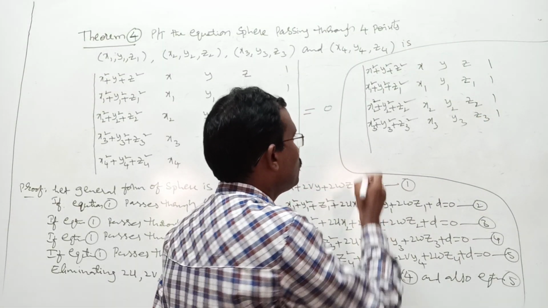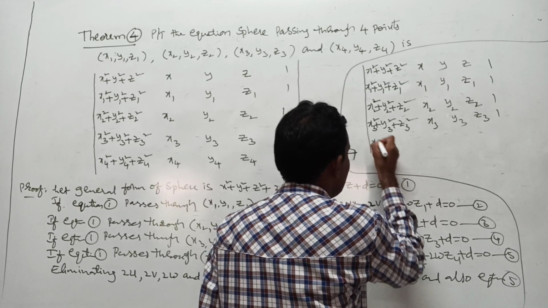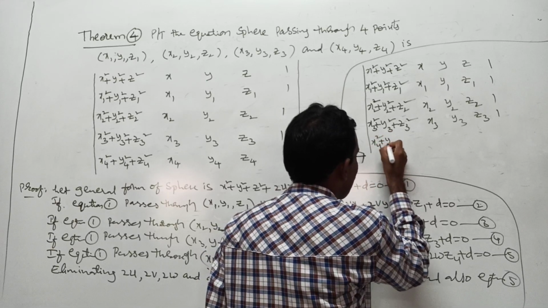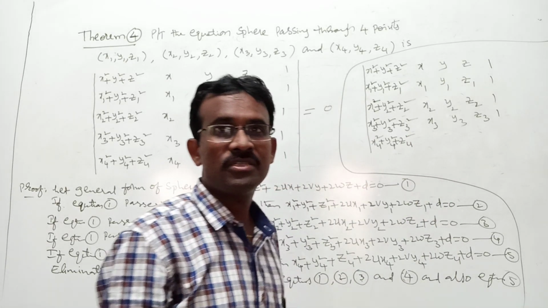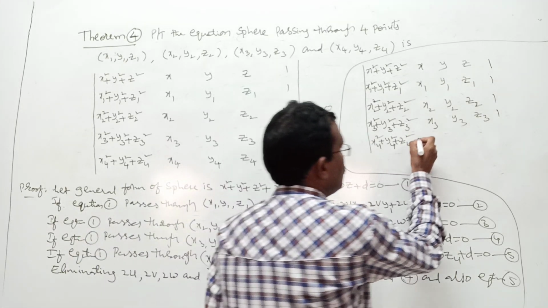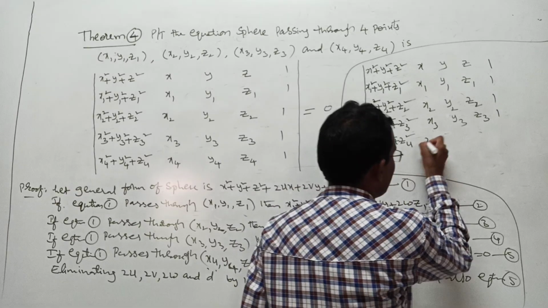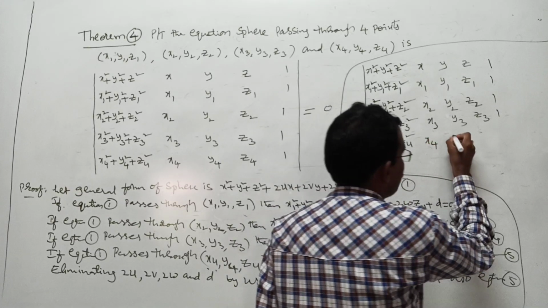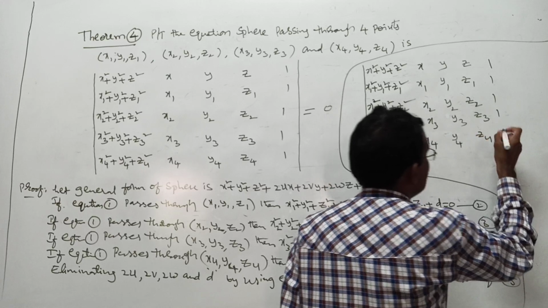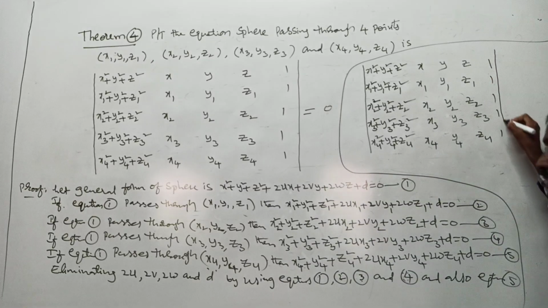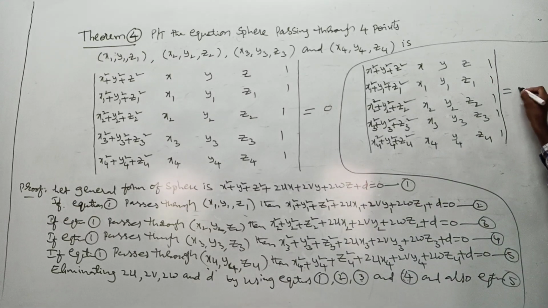In a similar way, go for the last equation. It is x4 square plus y4 square plus z4 square. Next the 2u coefficient is x4, 2v coefficient is y4, 2w coefficient is z4 and d coefficient is 1. Now let us take this matrix determinant equal to 0.